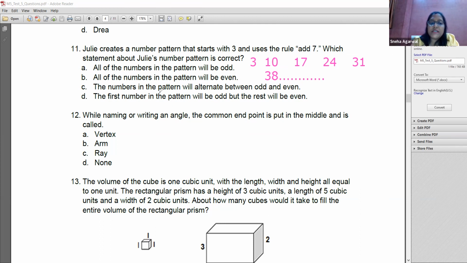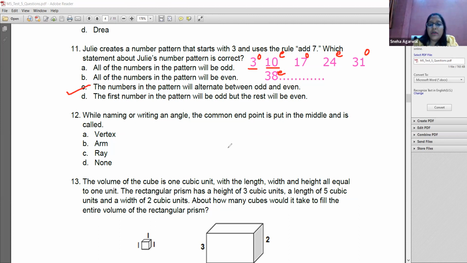Third option says that the numbers in the pattern will alternate between odd and even. Yes, here the numbers will alternate. That means you will be seeing that one number is odd and another number is even. So, right, this is even, this is odd. Then again, this is odd over here, this is even over here. Then this is odd, this is even, this is correct. So every alternate number we are having odd and even. This is correct. Very good.